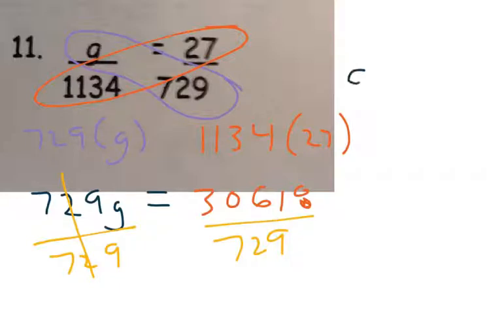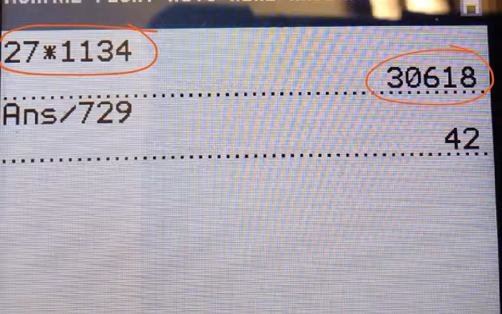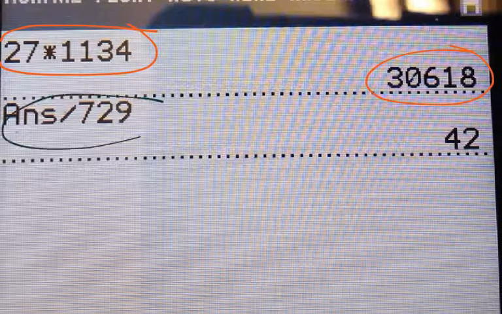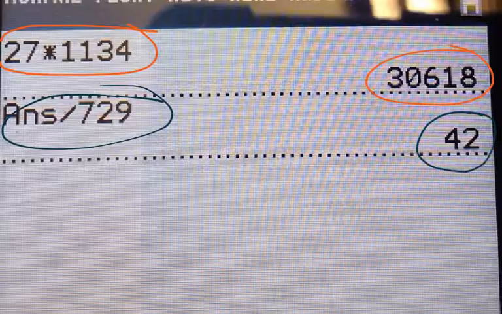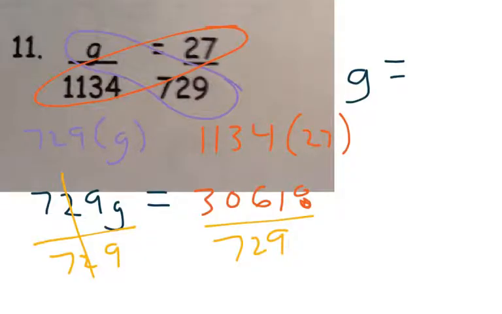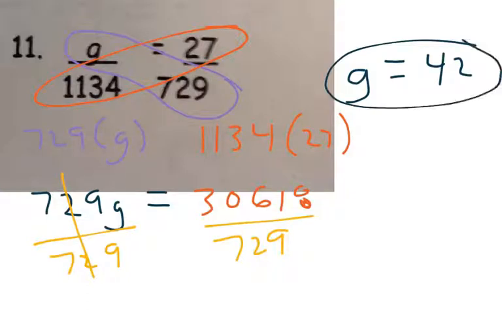So 1 G, G may not necessarily be grams, but I know G itself equals, let's see here, 30,618 divided by 729 is 42. So I know it equals 42. And that's how you solve it, guys. And now we're going to start using our calculator. Pause the video, of course, if you need to.